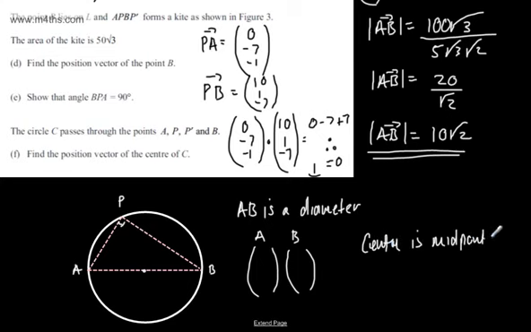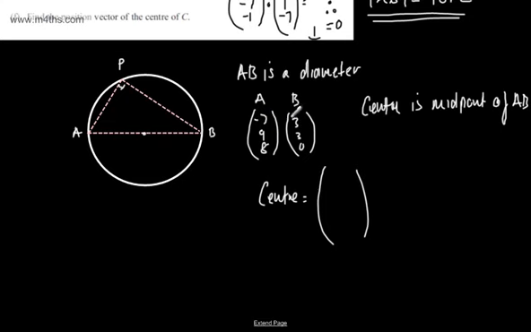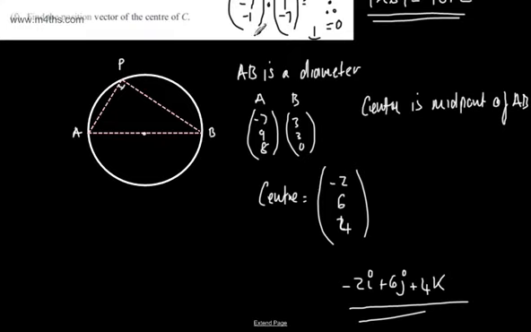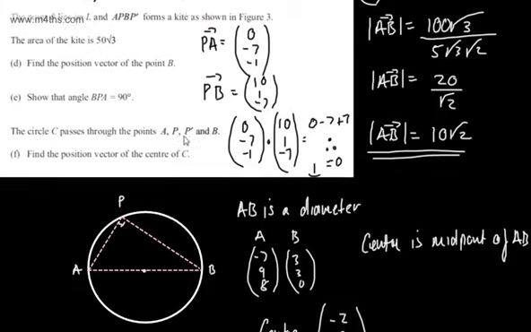If I add these, that's going to give me -4. -4 divided by 2 is -2. If I add these, that's 12 divided by 2, which gives me 6. If I add those and divide by 2, that gives me 4. So we can say -2i + 6j + 4k is the centre of that circle, and that's just using circle theorem.